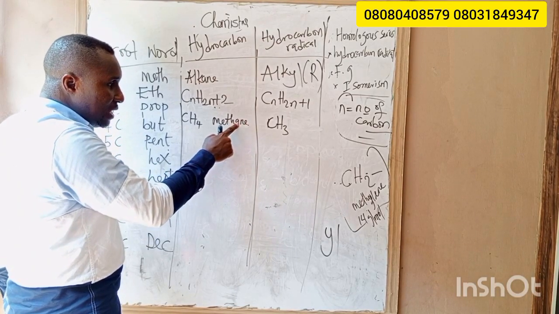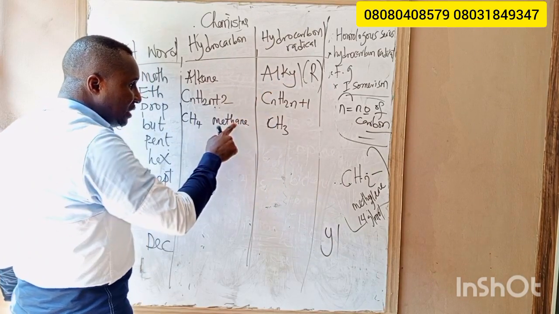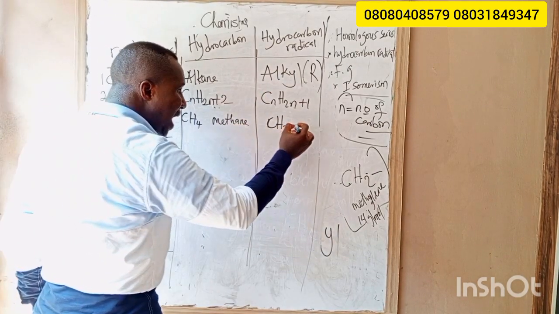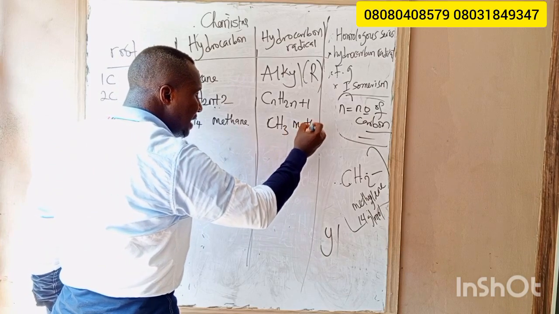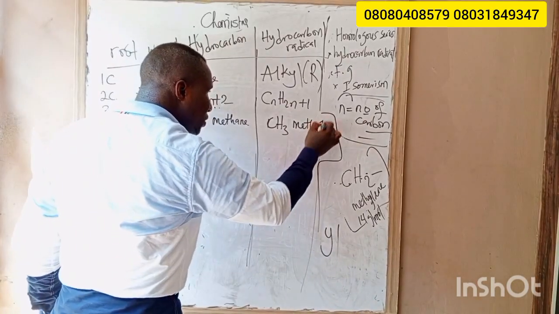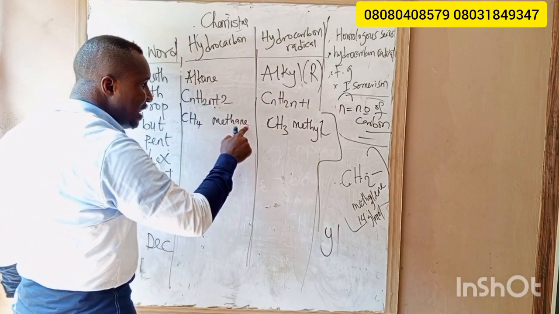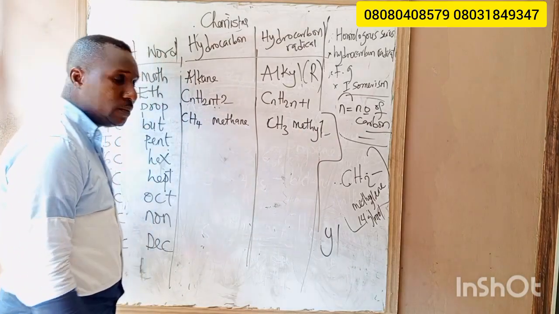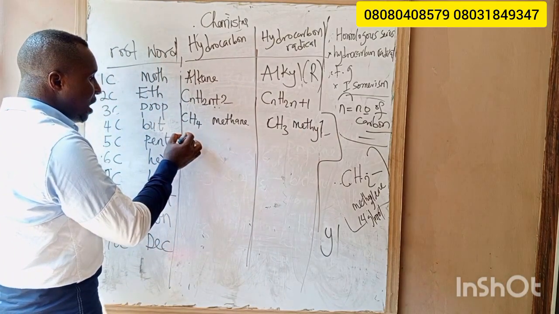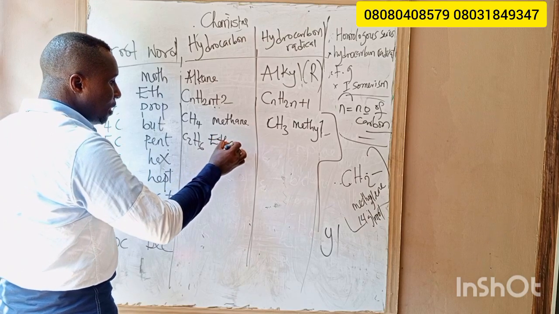Can you see ANE has been changed to what? YL. Change this ANE to YL. That means we have methyl. ANE changes to YL. Methyl. The next one, when you have C2H6, which is ethane.